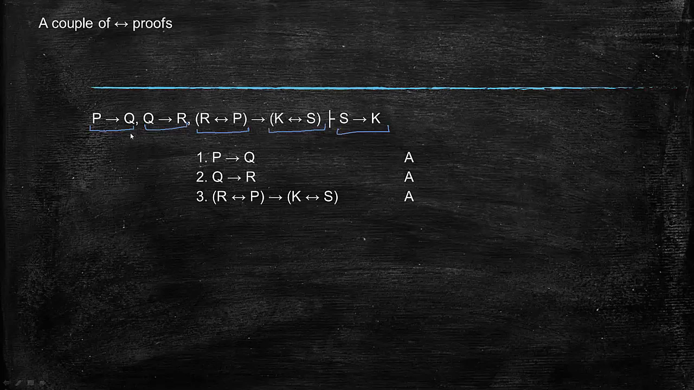Okay, so that gives us R if and only if P by 1 and 2 biconditional introduction. Then we take our familiar biconditional elimination rule and we get K if and only if S through 3 and 4. And then you can see the last step, yes, if S then K by 5 in biconditional elimination.